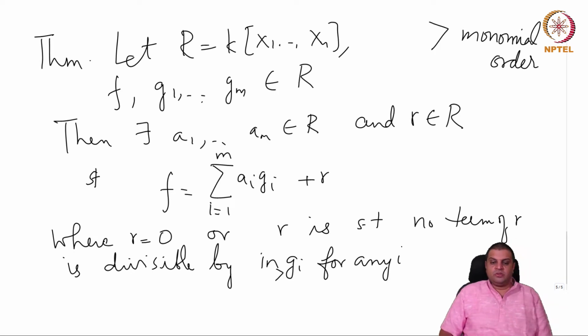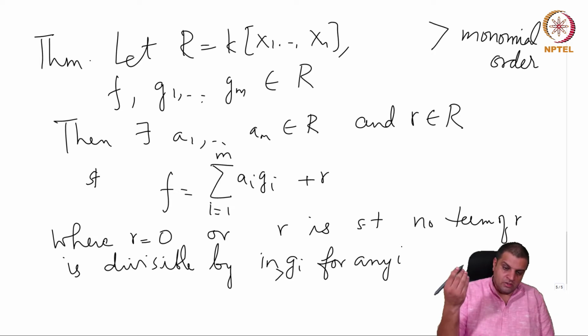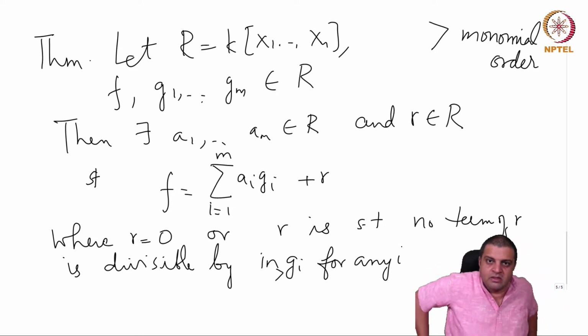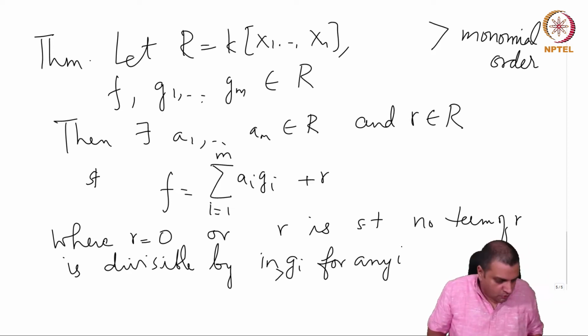So this is the division algorithm, or division theorem, for multivariate polynomials. This is always with respect to a given monomial order. The basic case was also with respect to a given monomial order. It was just implicit and we never thought of it as a monomial order. But the principle is the same. So how do we prove this?